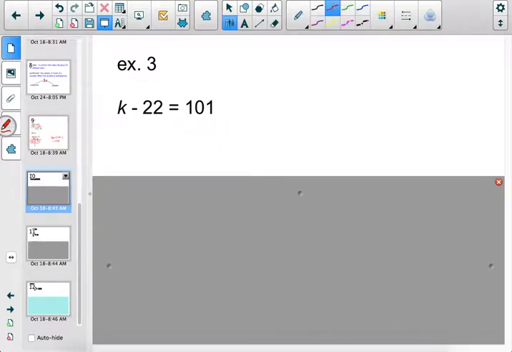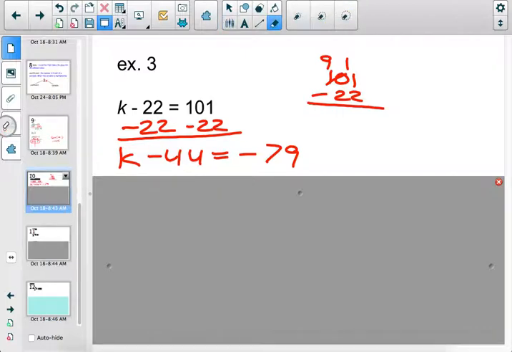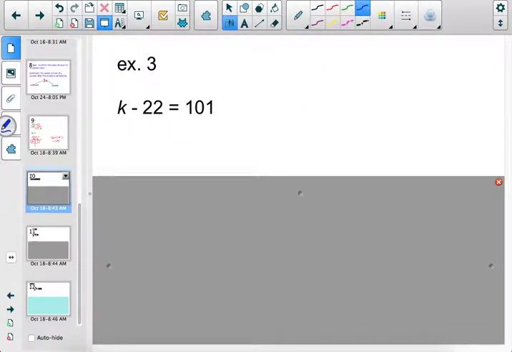If I saw people put minus 22 on both sides, watch why this doesn't work. If you did this, you'd end up with K minus 44 equals negative. And what is 101 minus 22 going to be? 79. Negative 79. Okay. Did you get K by itself? No. In fact, you just changed the problem completely. You didn't solve for K. You just changed it. So let's go back to where I was at.